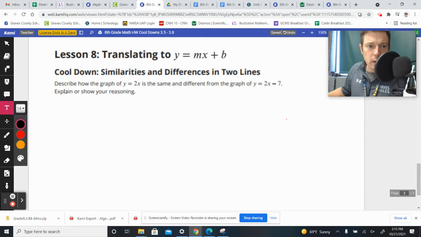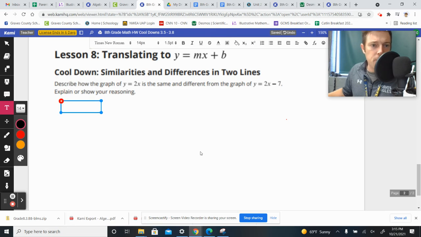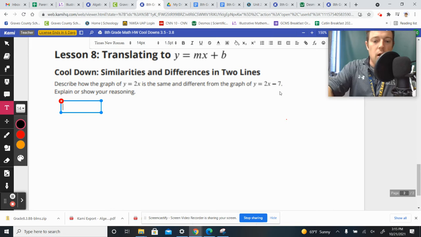I think I'm going to go an explanation route for this one instead of a drawing or showing. So I'm going to use the text feature and just type out my description. What I'm thinking about here is if I've got a graph of y equals 2x compared to a graph of y equals 2x minus 7, things that I notice.